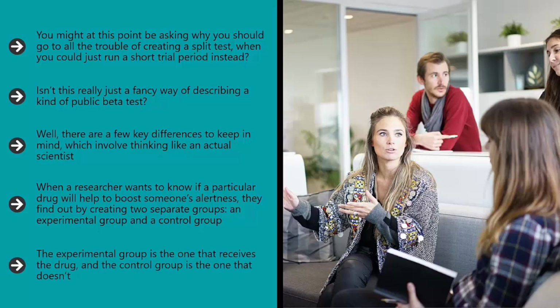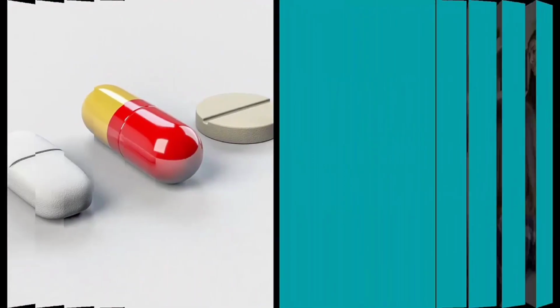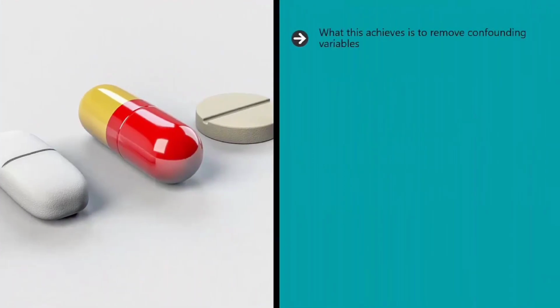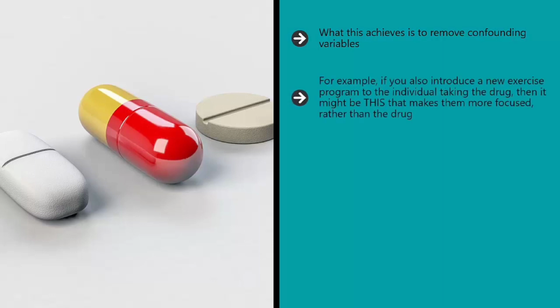This then gives the researcher the opportunity to compare the stats from the 2 groups. What this achieves is to remove confounding variables. A confounding variable is anything that can hurt your outcome, rendering the results of the study useless. For example, if you also introduce a new exercise program to the individual taking the drug, then it might be this that makes them more focused, rather than the drug. That skews your results, and you therefore don't know whether the drug or the intervention made the difference. One of the most common confounding variables in research is the placebo effect.